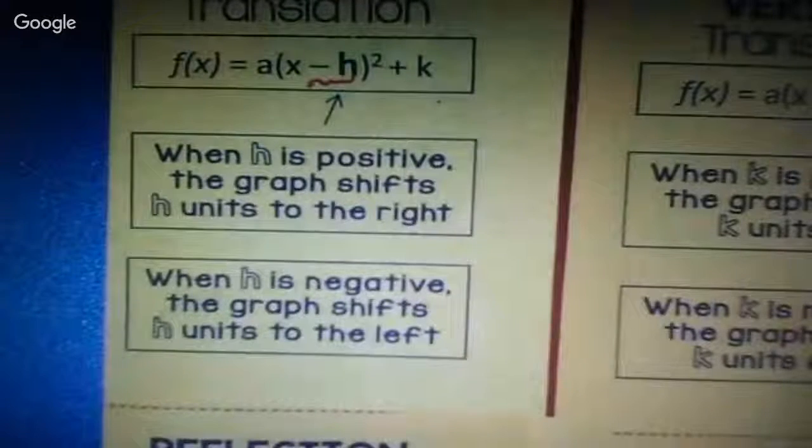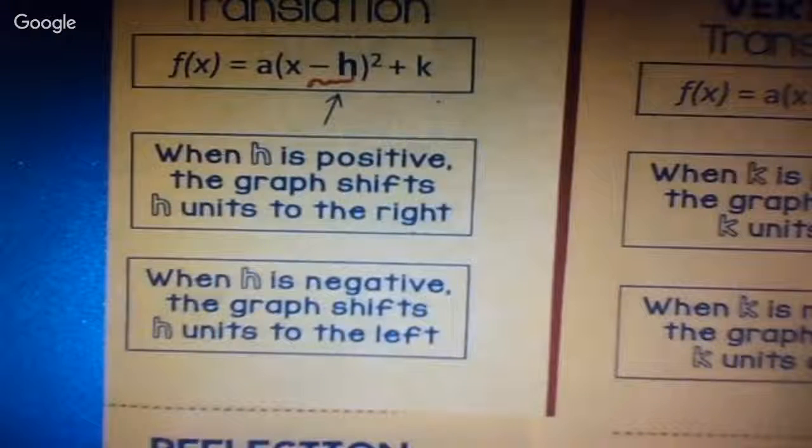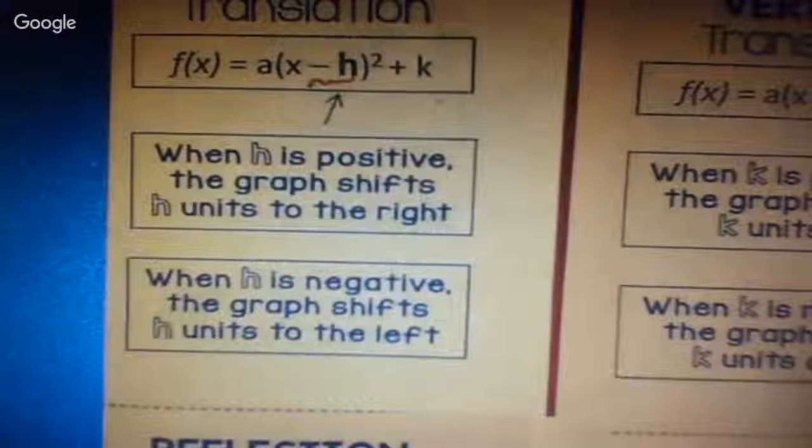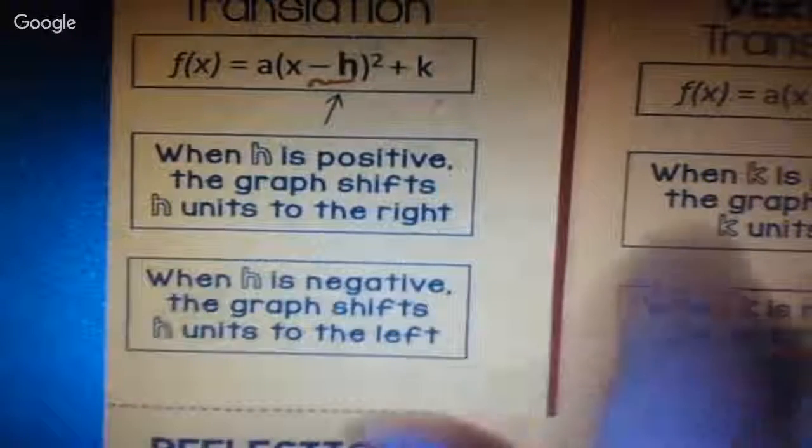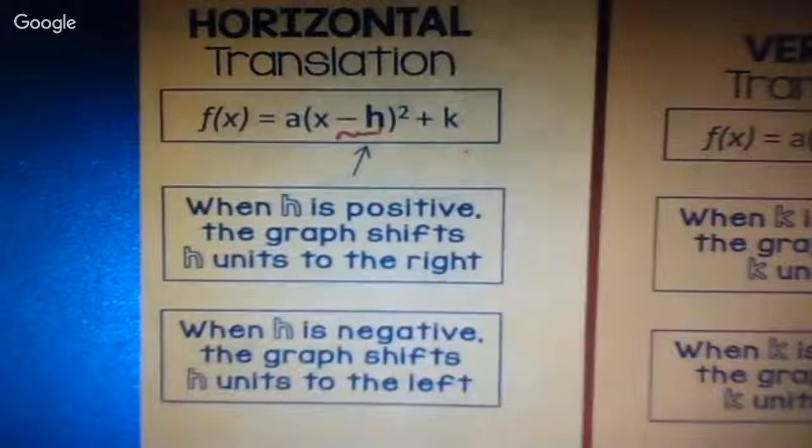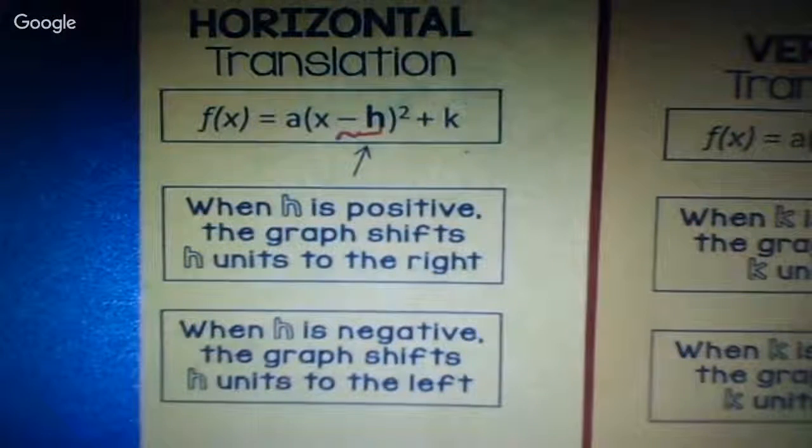Okay, take a look at what variable it's in. It's inside the parentheses with your what? X. Which direction does your x-axis go? Left and right. So guess what? This is a horizontal translation, which means it moves it either to the left or to the right. Okay? So think about it that way. If it's with your x, it moves it left and right. Okay? Now, it says when h is positive, the graph shifts to the right. When h is negative, it switches to the left.